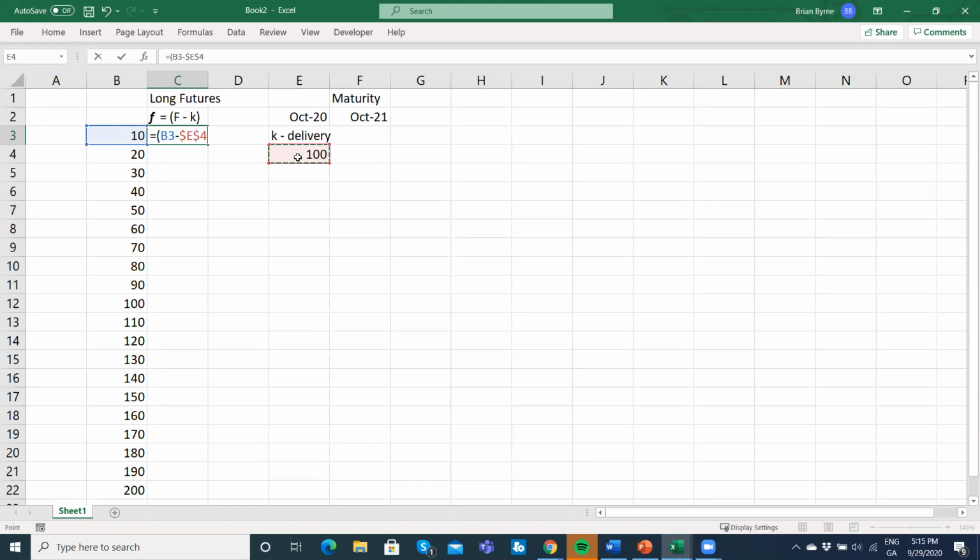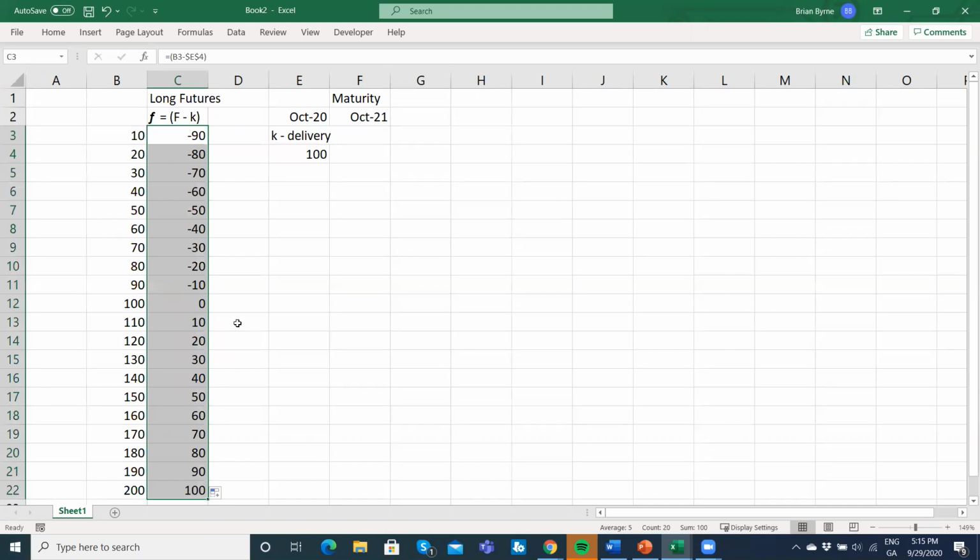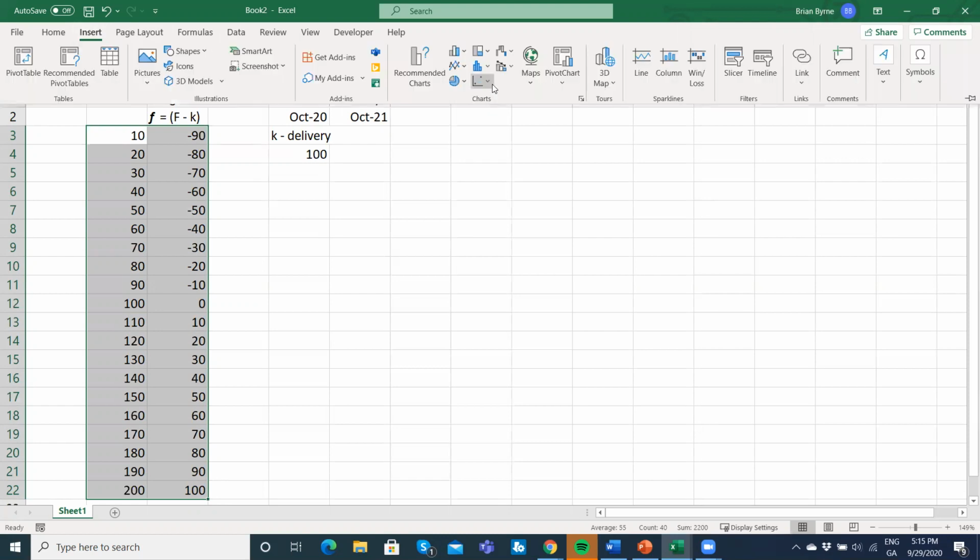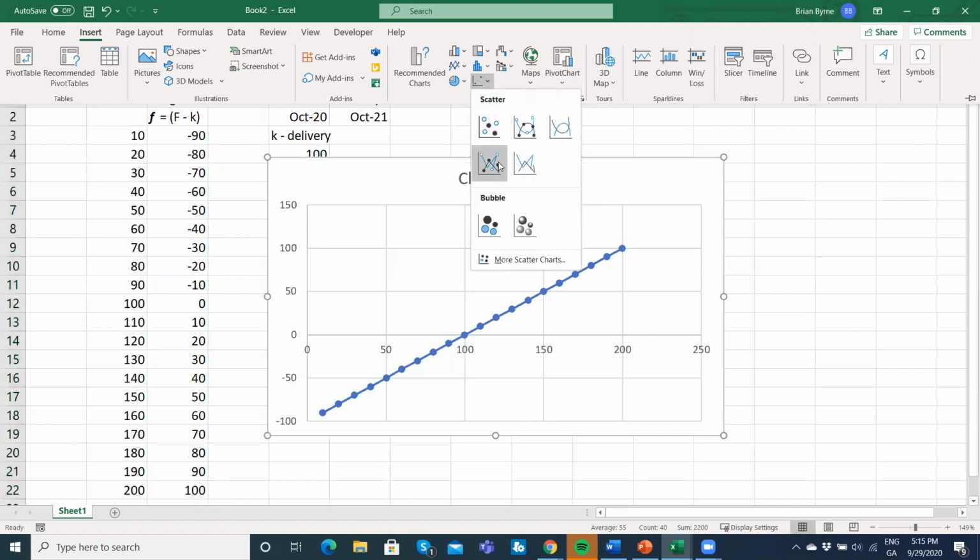We hit F4 to dollarize the cell reference. That'll lock the cell reference. We don't need a comma, actually, and we take the difference between the two. If we drag that down, all the way down to 200, with the different payoffs, you can see that as the futures price goes up, the payoff on the forward position also increases. And we'll use an XY scatter graph and we'll fill in.